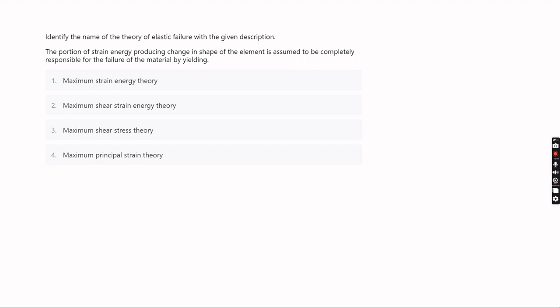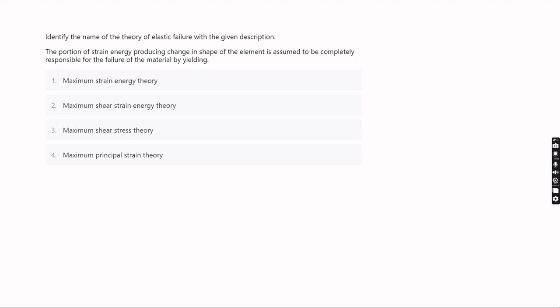So again, this is a very simple question. If you have doubt, you can ask after this question. Identify the name of the theory of elastic failure with the given description. And you just point out whatever points I am making. All these questions are like theoretical part. So you just point out where I am putting more focus: hexagon, ductile material, not effective for pure shear. Make all these points, because these are very important points.